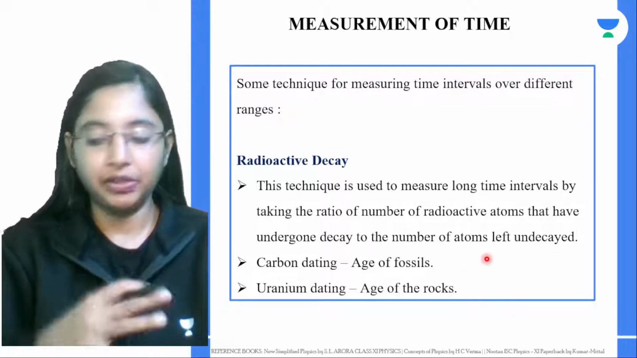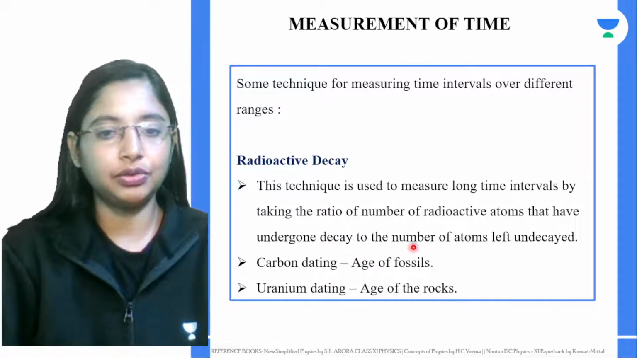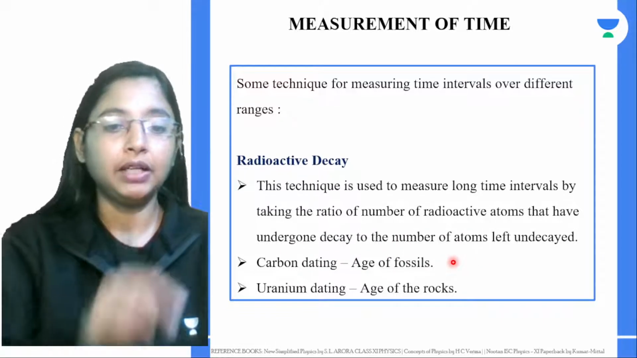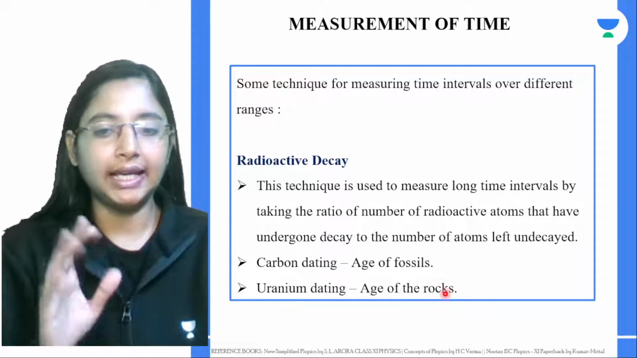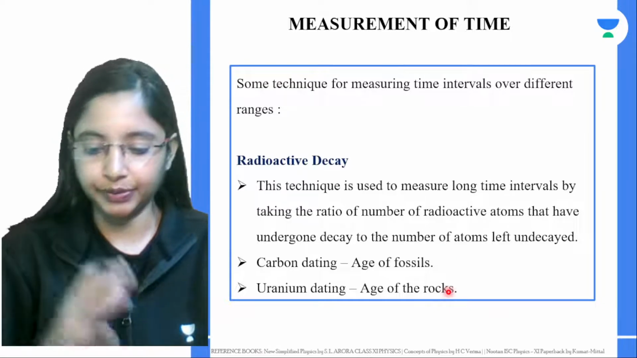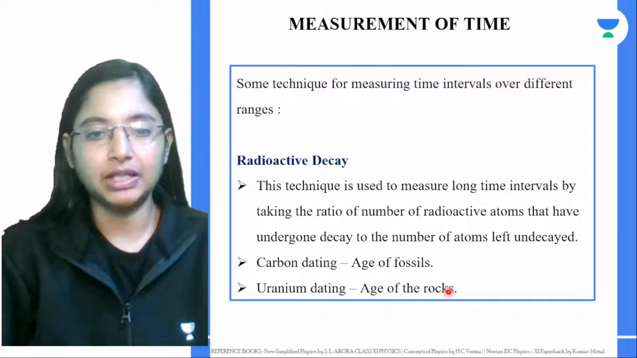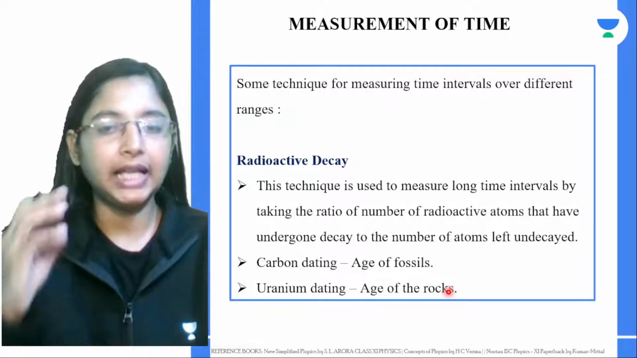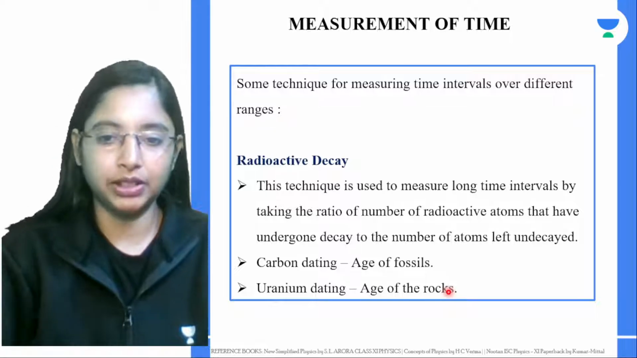In radioactive decay, carbon dating is used to find the age of fossils, but uranium dating is used to find the age of rocks. These are the concepts about measurement of time. When we did physical world, we did measurement of length and measurement of mass, but we left measurement of time, so we're doing it in today's class.